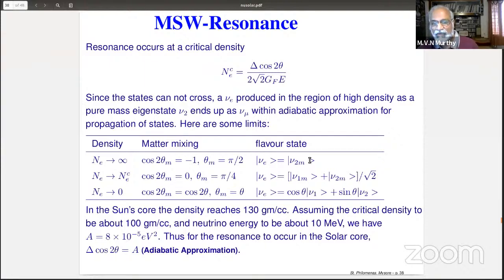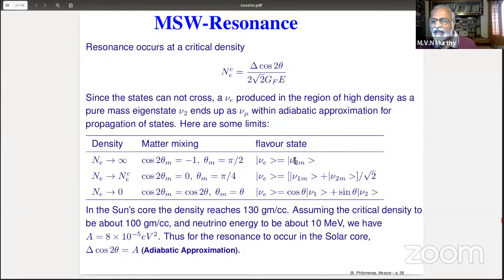It evolves as a pure state. So therefore, when this electron neutrino, which is produced in the extremely dense core, emerges out of the matter, it will be produced in the state nu 2. And usually you put this m as a subscript because this mass eigenstate may also be changing as you go along. But there is what is called the adiabatic approximation, in which we assume that it's changing so slowly that it emerges as nu 2, a pure nu 2.